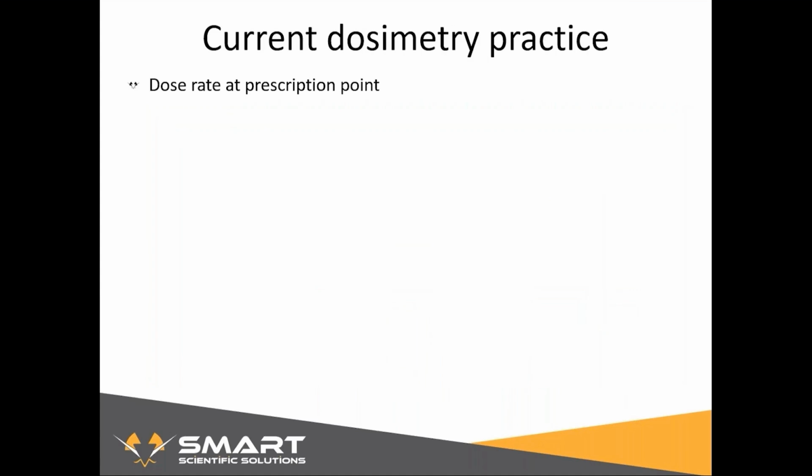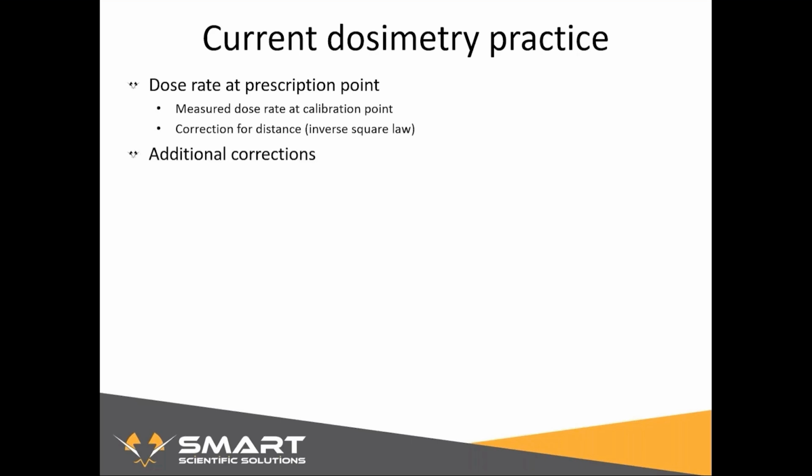So the current dosimetry practice is calculating the dose rate at a prescription point. This is usually based on a measurement at a calibration point, and then corrected for the distance using the inverse square law. When done correctly, of course, there are additional corrections. One of those corrections is depth, to take into account the attenuation through the specimen, and backscatter corrections to also give a correct dose rate for the material behind the scoring point.